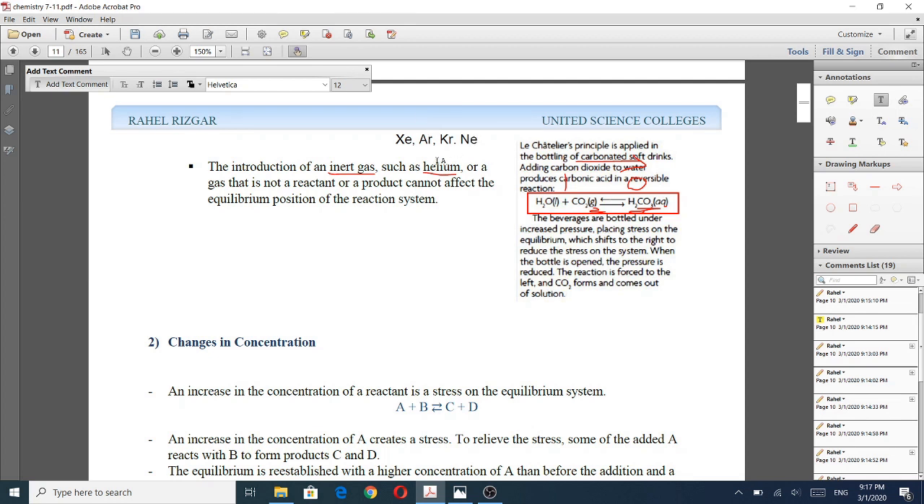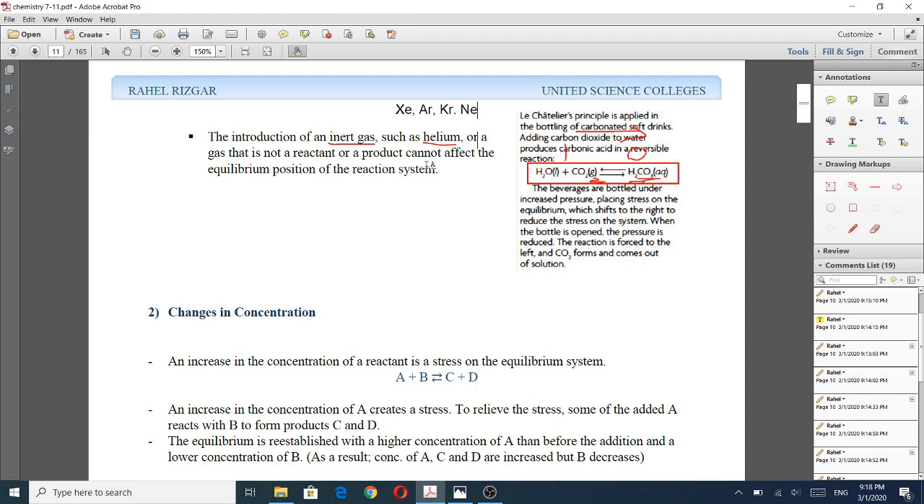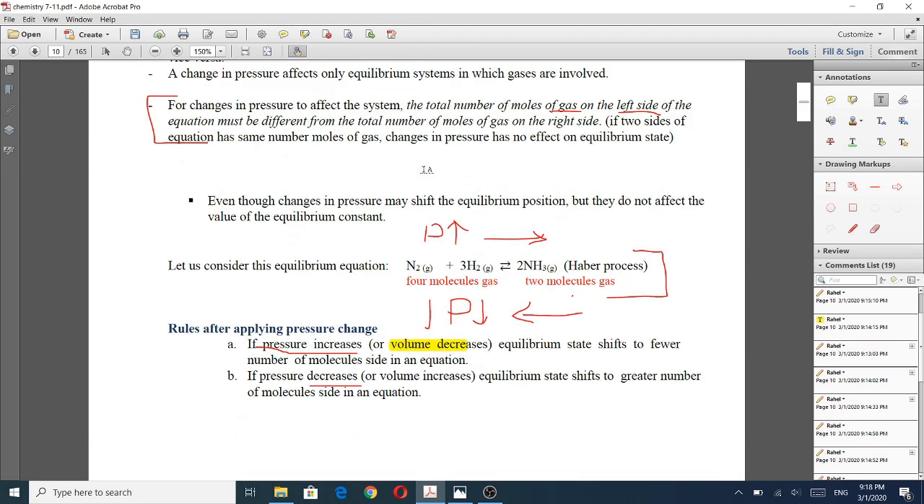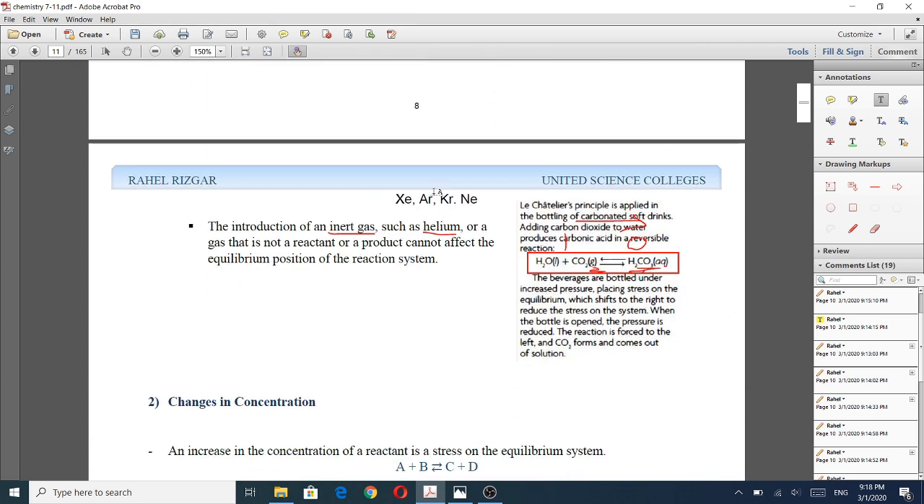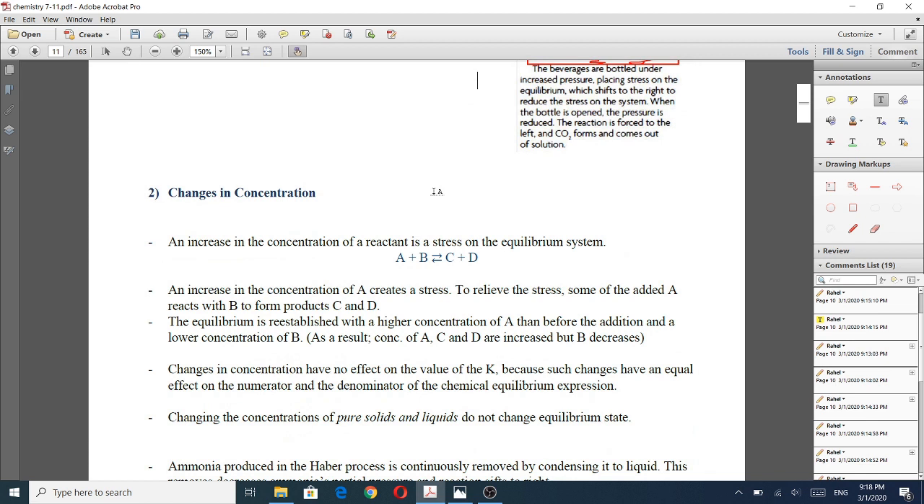None of those gases, by adding any of them, would have any effect on the partial pressure of the gases that are present inside that reaction. So they won't affect the equilibrium state of that reaction. All right, so that was the changes for pressure on a system. Now let's get into changes in concentration.